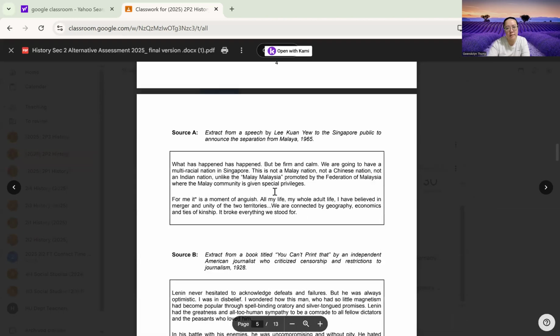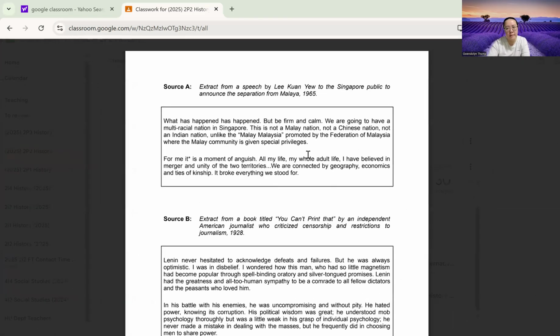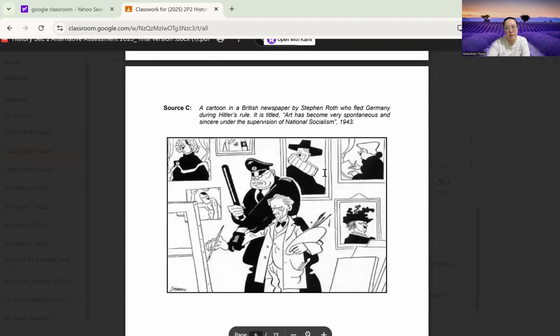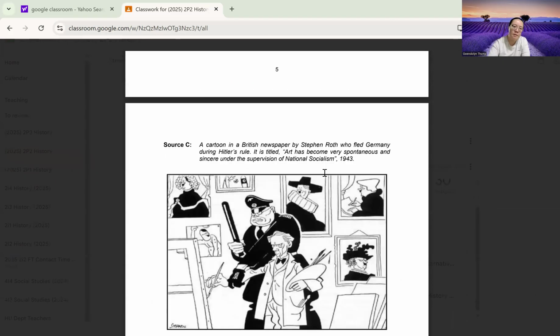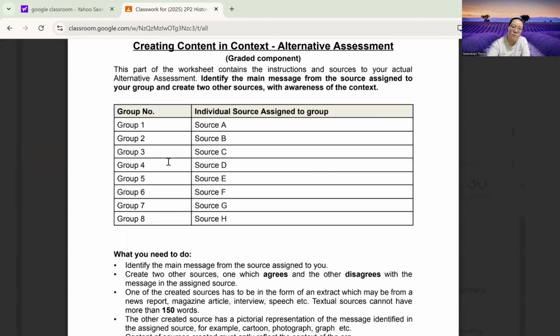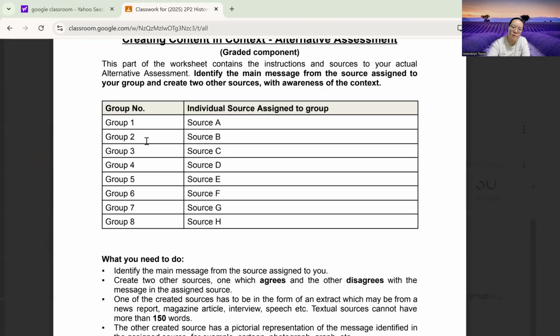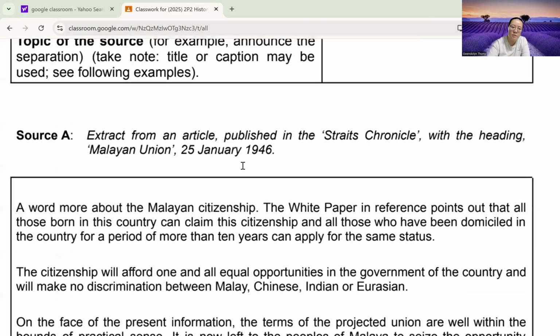All right, so back to source A, B, C, you can see that all three sources are similar in the sense that they all have a biased tone, right? They all either are critical or supportive. Okay, so with that in mind, that's a very, very important foundational understanding for you to complete this task. Okay, because based on the group that you've chosen for yourselves, you'll be assigned a source. Okay, and the topic is Malayan Union.